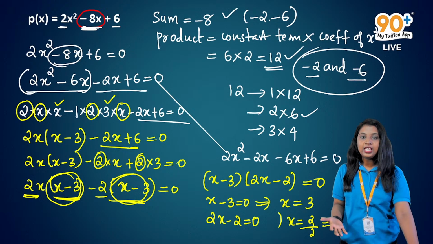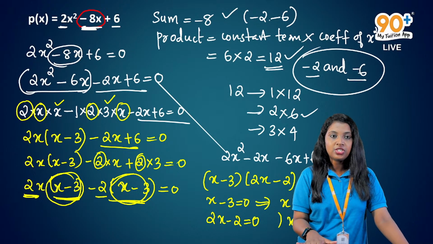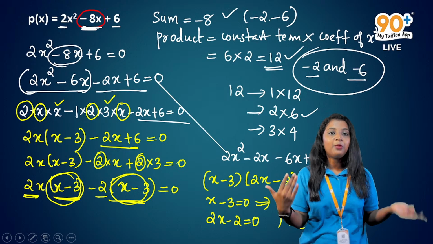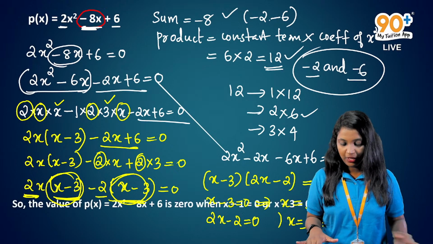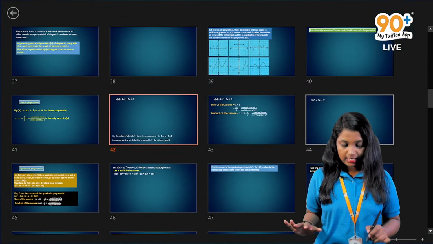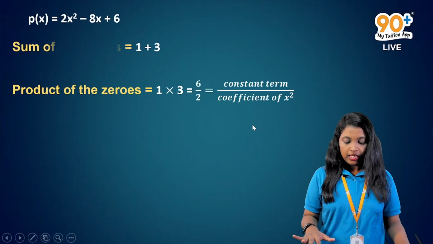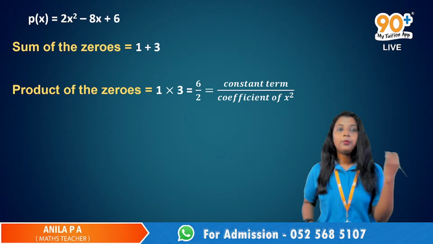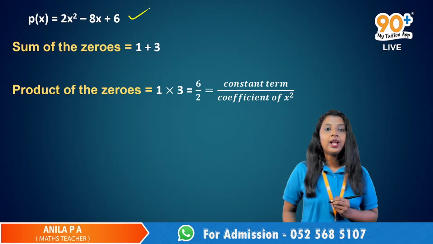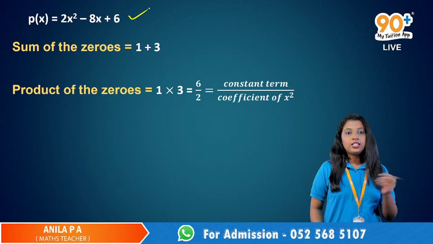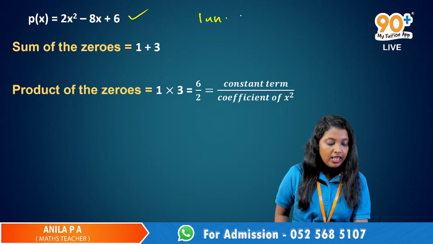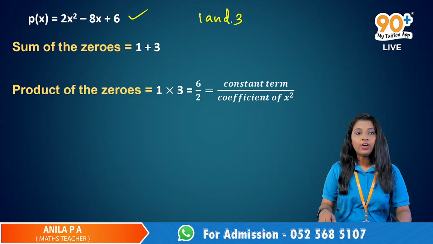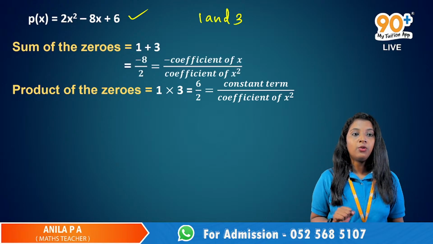Okay, and here we can see some relationship between the coefficients. I was about to take that portion, but anyways, no issues. We can discuss more questions like this. Here we can see that this was the polynomial, 2x square minus 8x plus 6. This was the given polynomial and 1 and 3 were the zeros of the polynomial.